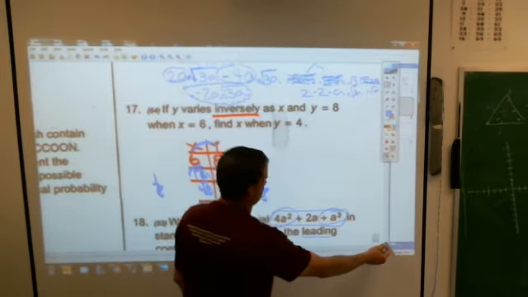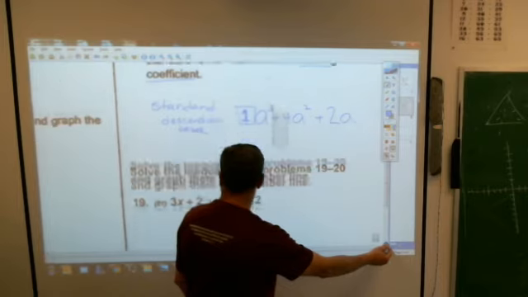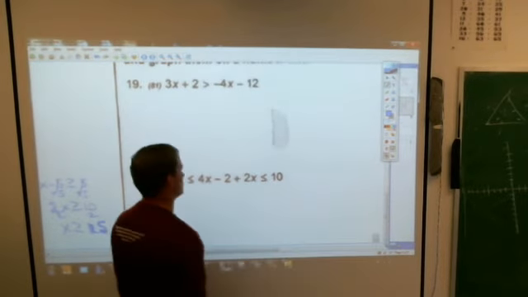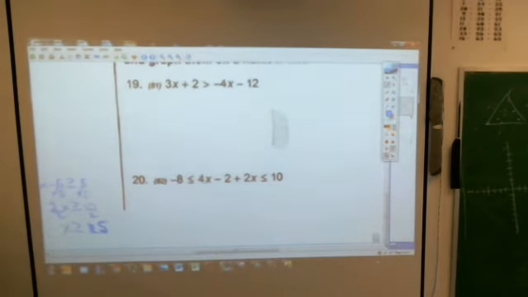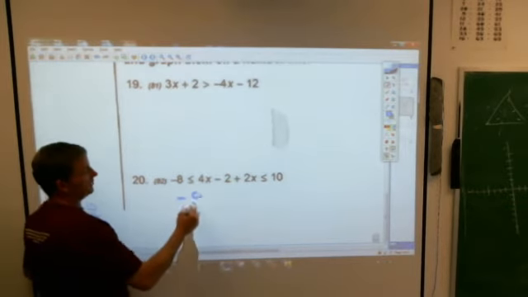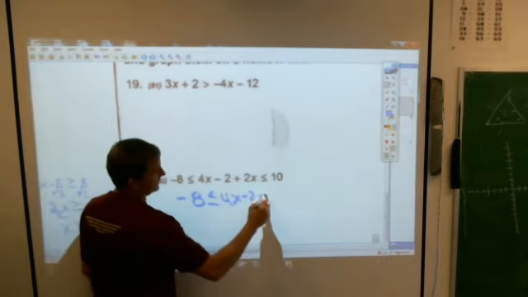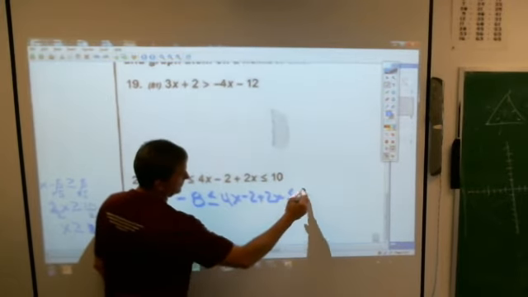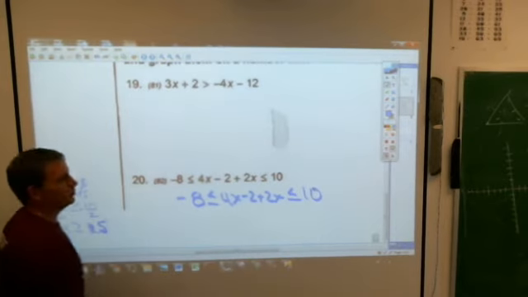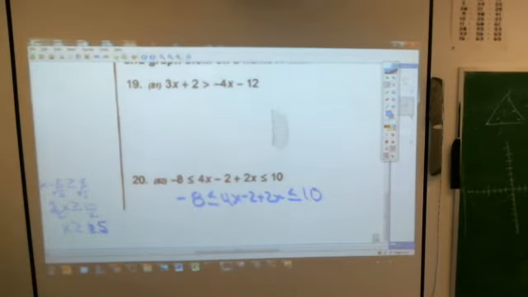Number 20, children. Oh, 20 is a good one because I could see how many people could get mixed up with this. Take a look, see here. This is the order in which one must do this. This is one of the compound inequalities. You need to solve the middle for x. You need to get x by itself in the middle.